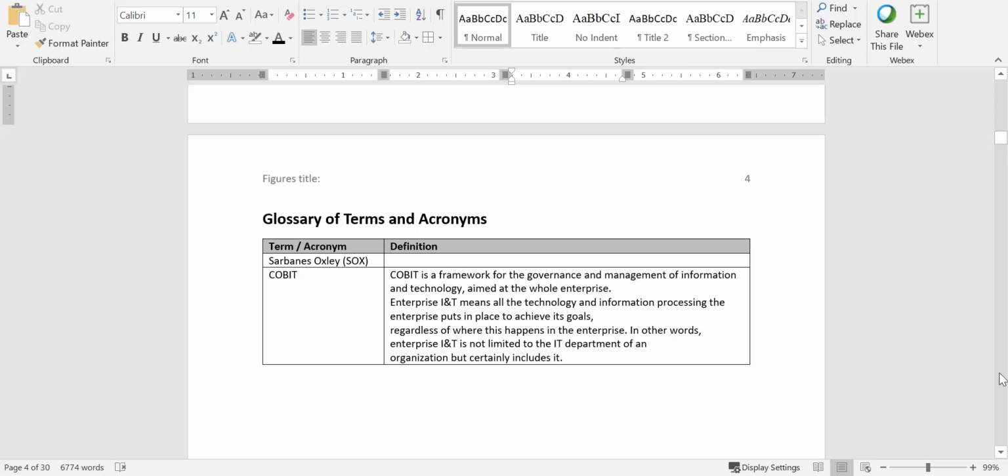Similarly is the glossary of terms and acronyms. So if there are terms and acronyms that you are using within your business case that your audience may or may not know, it's a great idea to put them into your glossary of terms and acronyms section. Again, this is something that should be updated throughout your business case.